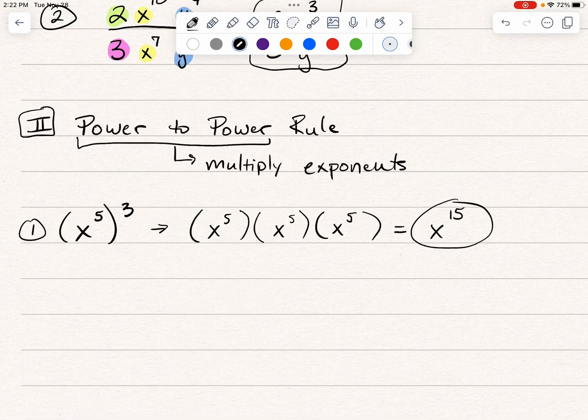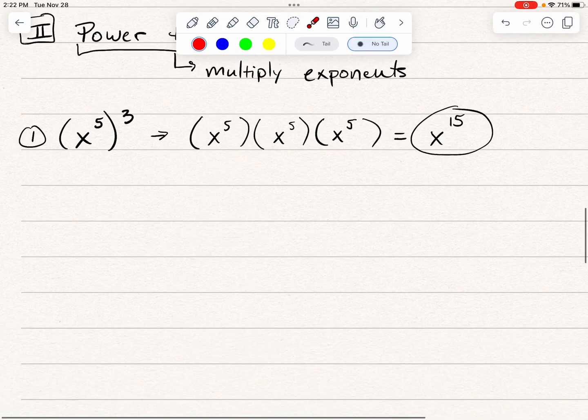But a shorter way, a way to skip from this step all the way through to this step here, is to just look at, hey, I can multiply these powers. 5 times 3 is 15. And so that's where the power to a power rule comes from. It's the ability for us to skip this step in the middle, which is writing out what that power is.